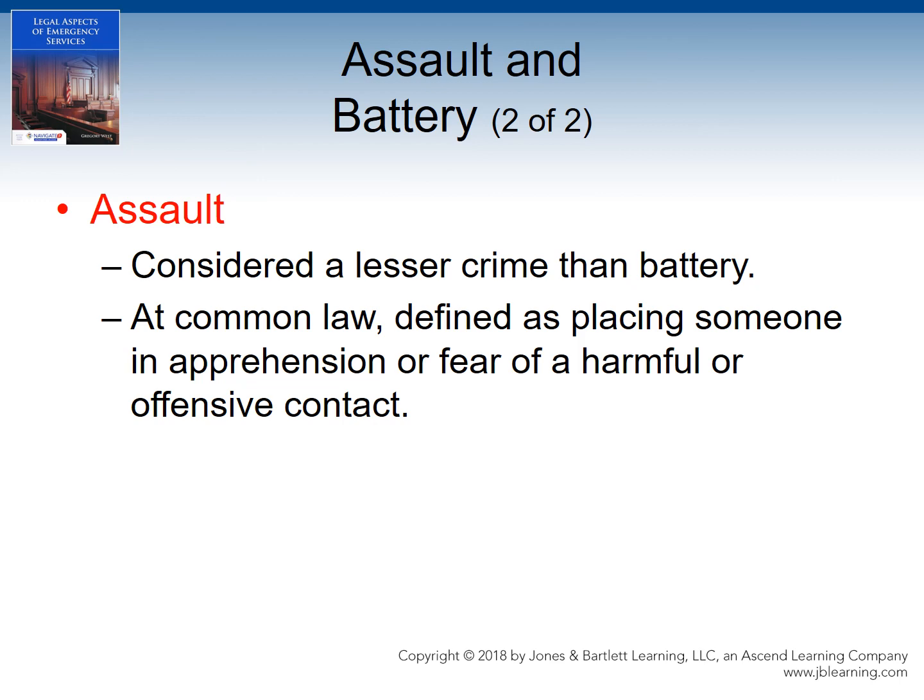If a person attempts to punch you in the face, you see the fist coming at you, but the punch misses, that is an assault. If the fist actually connects, the subsequent touching of your face with that person's fist is a battery.